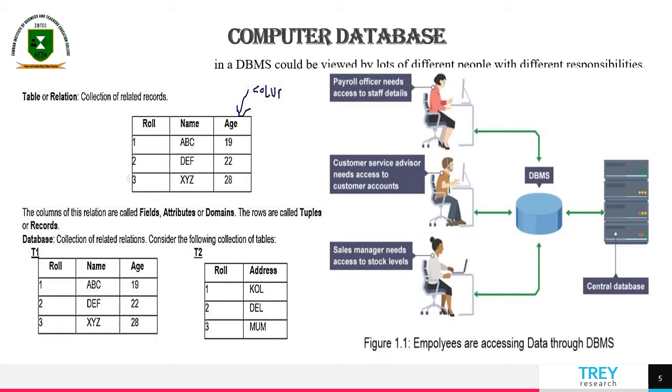These are employees that are accessing data through the DBMS, which is the database management system. They're accessing this data with different responsibilities. The first person here with the red is accessing data specifically for payroll officers. Then the second one, customer service advisor, needs access to customer accounts. The third one is a sales manager who needs access to stock levels. Okay, hope this explains well the database and how different people access the database management system for various reasons.